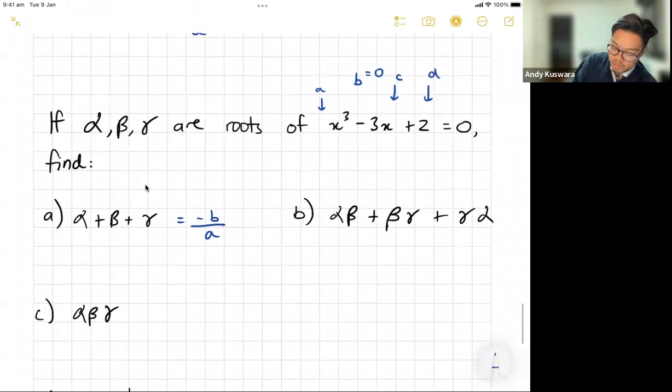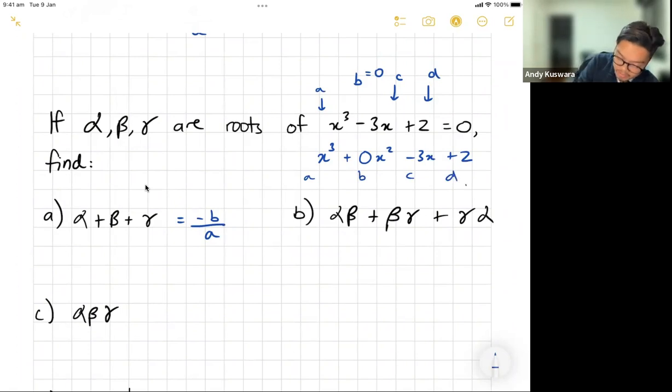Okay, so sometimes it's helpful to go x cubed, take away 0x squared, minus 3x plus 2. So, or plus, it doesn't really matter, it's 0. And just so you can make sure that you can see that there's A, B, C, D. Okay, so if I've got minus B on A, it's going to be 0. Even if it's 0 over 1, it's still going to be 0.